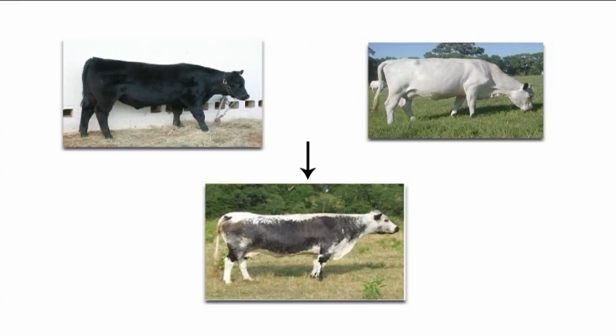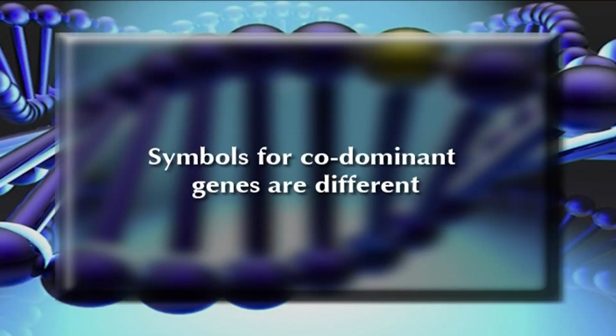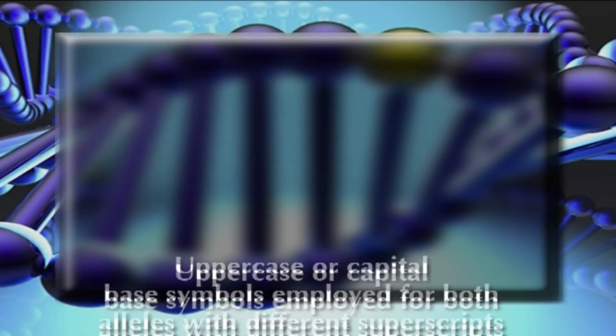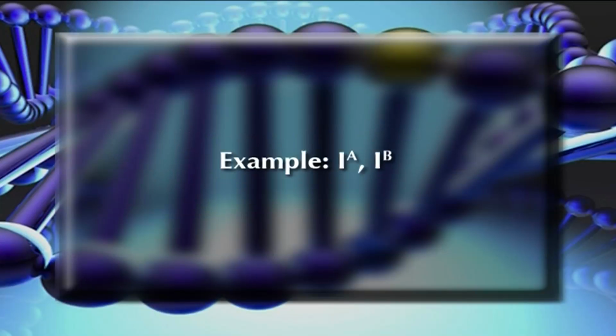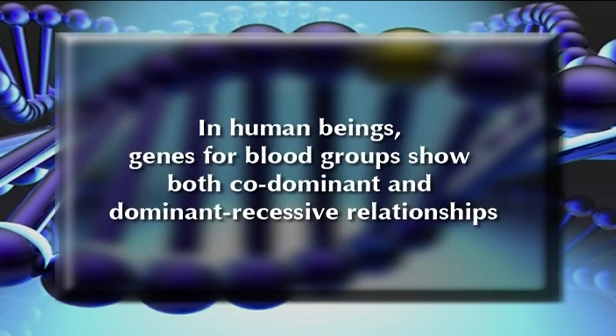Because of this fact, the appearance of roan color in hornless cattle is often considered to be a case of codominance. The symbols for codominant genes are different. Here, uppercase or capital base symbols are employed for both the alleles but with different superscripts, for example IA, IB. In human beings, genes for blood groups show both codominant and dominant-recessive relationships.